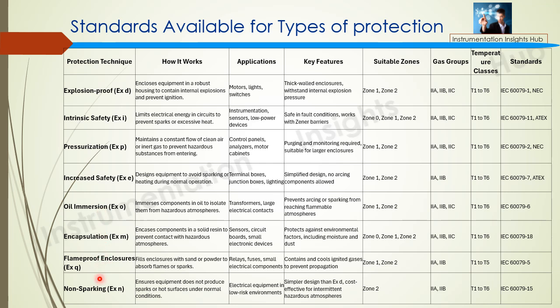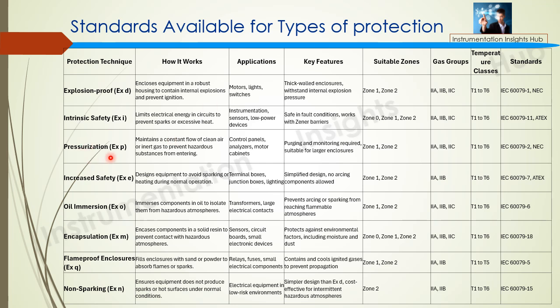Now, how it works. Explosion proof ensures equipment is in a robust housing to contain an internal explosion and prevent ignition. How do we prevent ignition, how do we stop ignition from coming out into the hazardous area? By providing a robust housing. That is explosion proof. Intrinsically safety is a method in which we limit the electrical energy in the circuit from coming out into the hazardous area.